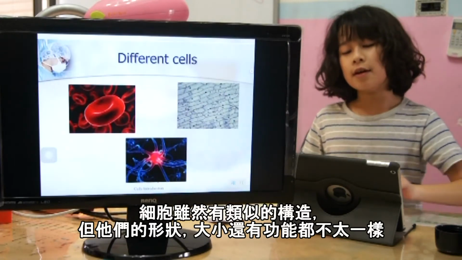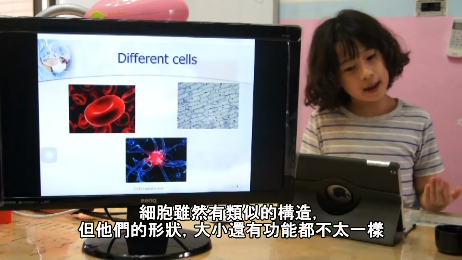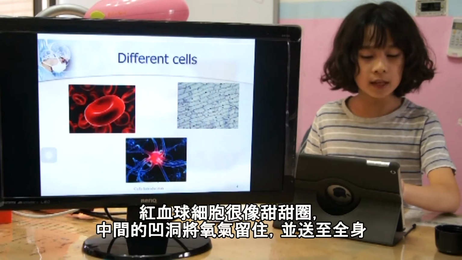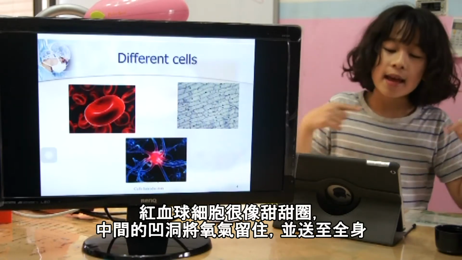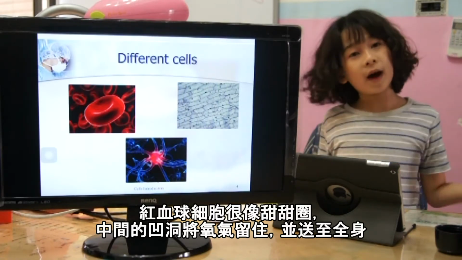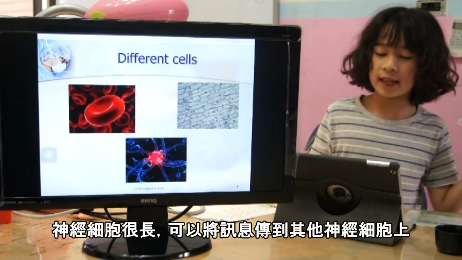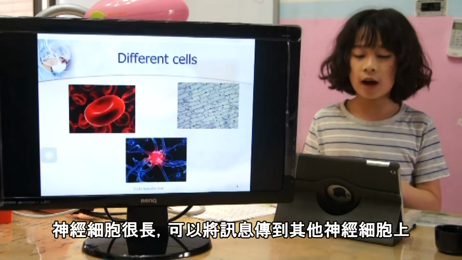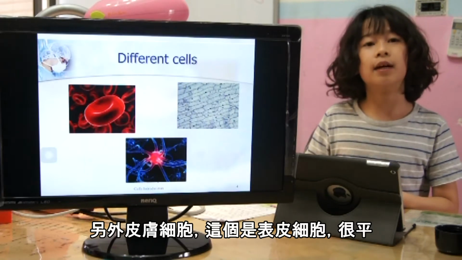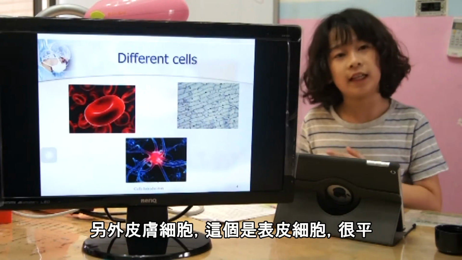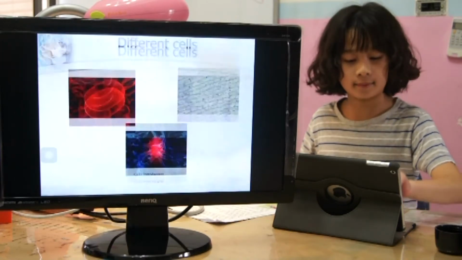Okay, different cells. Cells have similar structure, but they can be different sizes, shapes, and functions. Red blood cells are shaped like donuts, so they can trap oxygen and carry it to your whole body. Nerve cells are very, very long, so they can carry the electric signal to other nerve cells. What you see here are the skin cells. This is the epidermis cell. It's very, very, very flat.